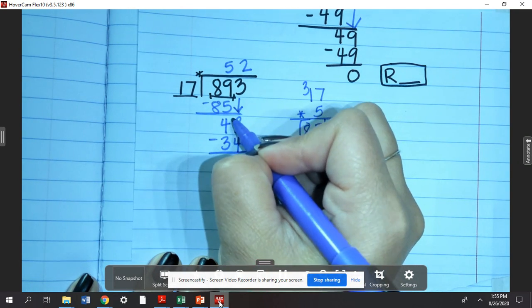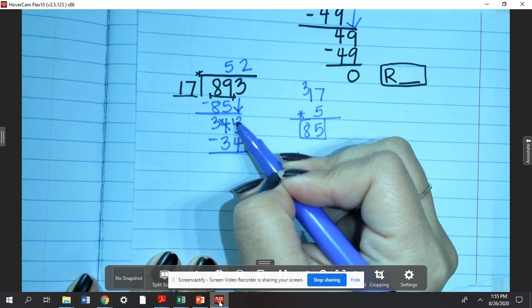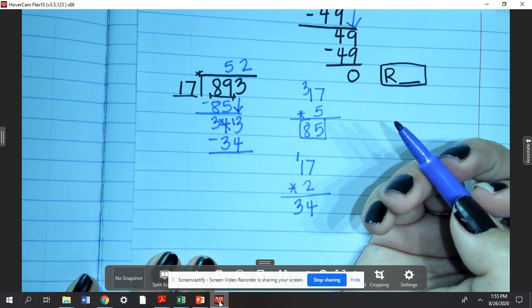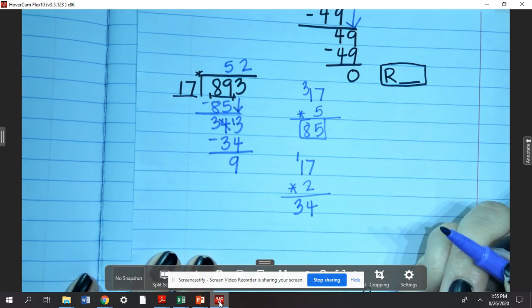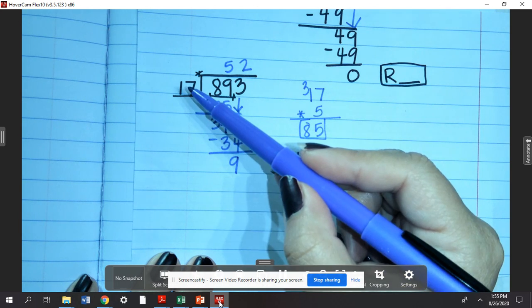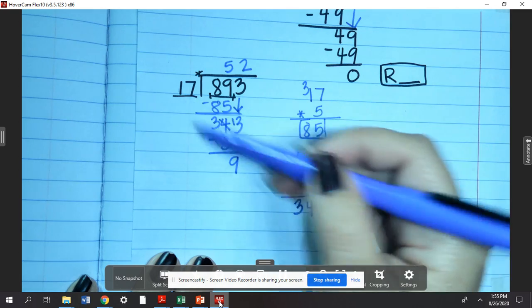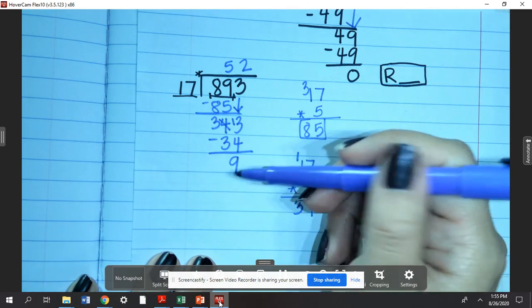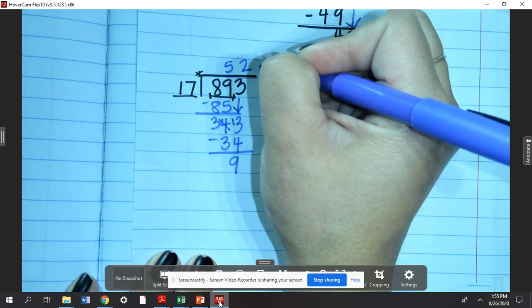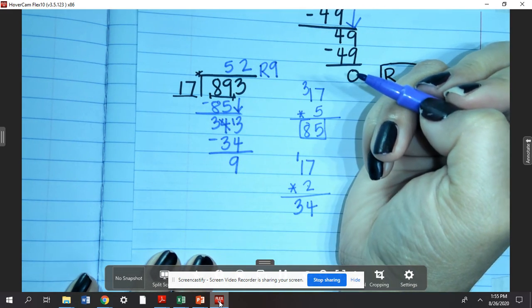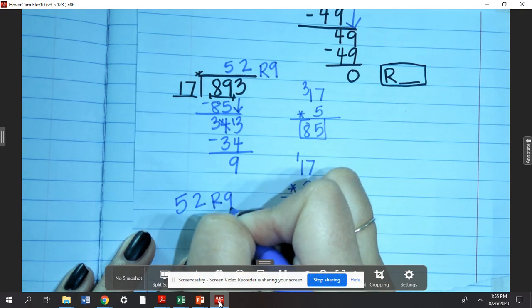3 minus 4, I cannot do that. So I'm going to regroup. Now I have 13 minus 4. When I do that, what do I get? I get 9. Okay, so 17 does not fit in 9, because that number is too big and this one is smaller. So this is called a remainder, with a remainder of 9. So my quotient is 52 with a remainder of 9.